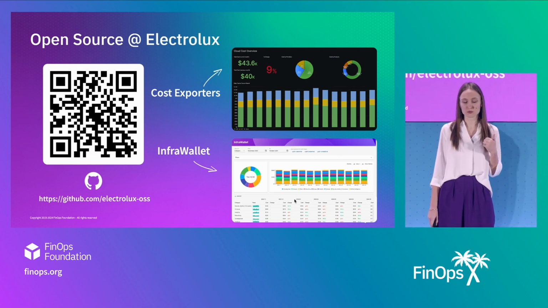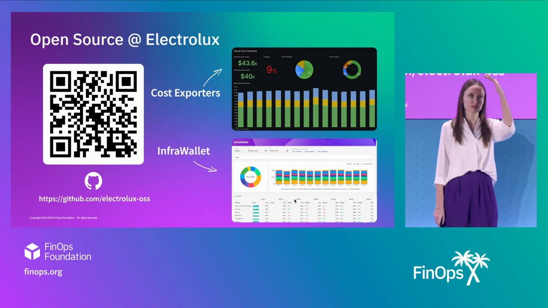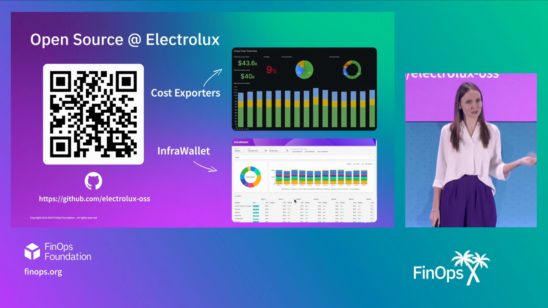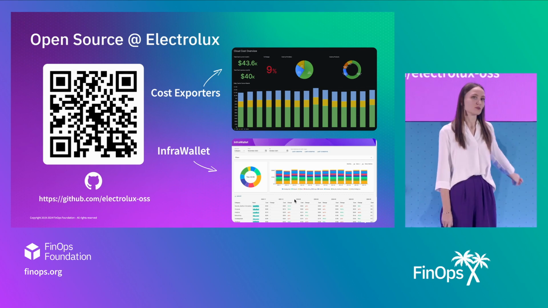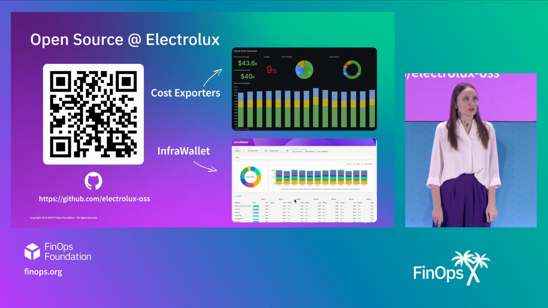One is the cost exporters. So if you use Prometheus metrics, then you can go and see the list of Prometheus exporters. And then in the FinOps section, you will see Electrolux cost exporters. And then another one is InfraWallet that we mentioned during this conversation. Most of the features we use internally, we open source.